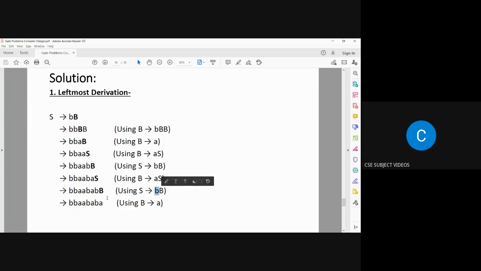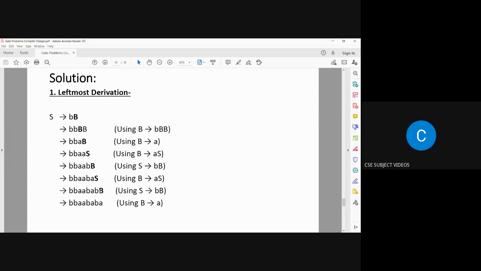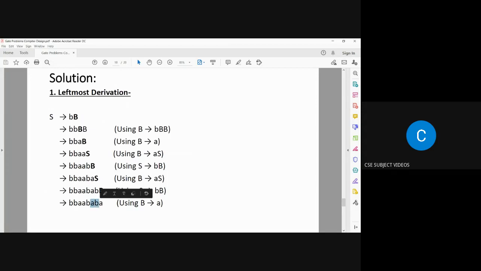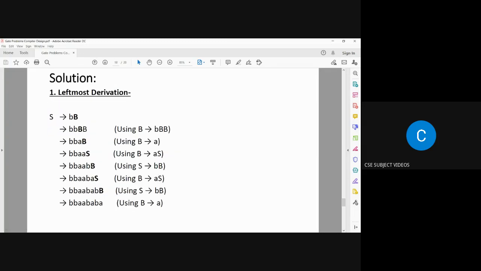Clear? Okay. According to our third production, B derives A, so B is replaced by A. Now we are getting the actual given string, B B A A B A B A. So it is successfully derived by leftmost derivation. So this input string is accepted by the given grammar. Now we have to derive the parse tree.